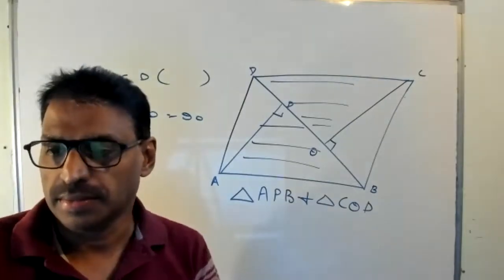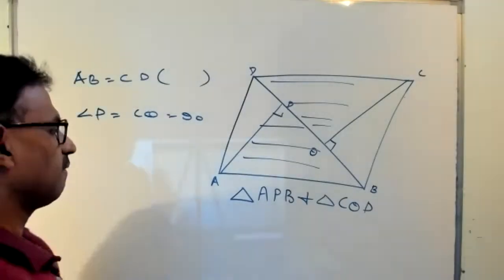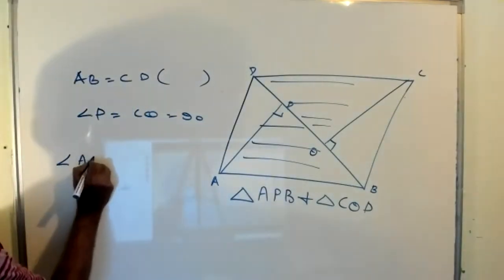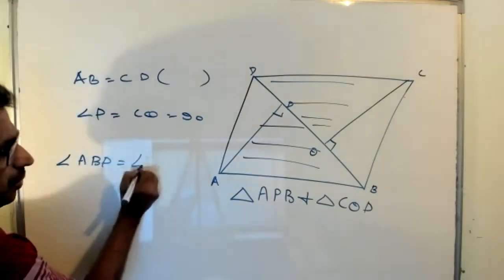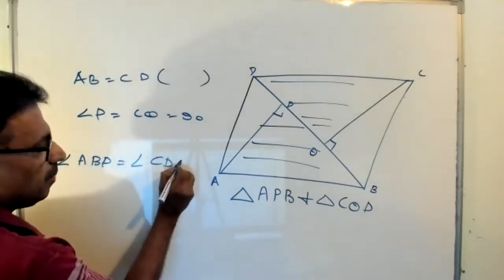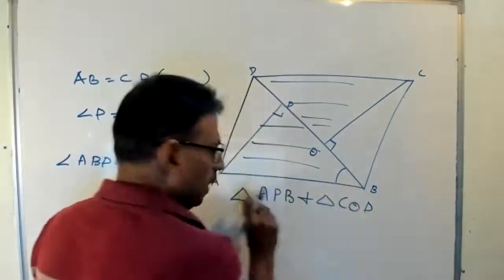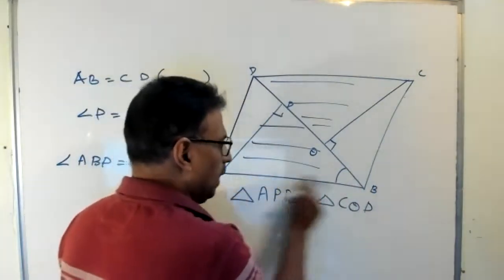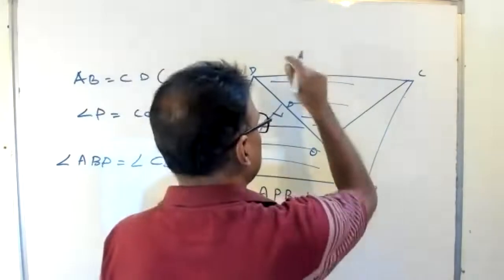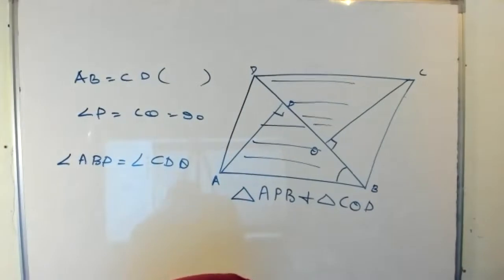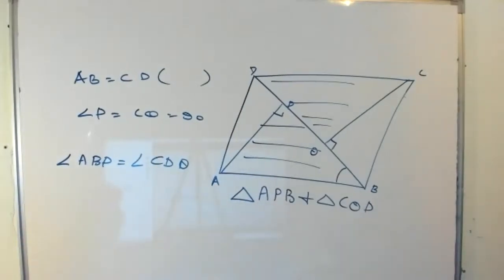Okay, and how to specify the angle? Yes, sir. Angle ABP equal to angle CDQ. You have to specify which angle, this angle. I know you mentioned this angle. ABP equal to CDQ, alternate angles. Okay, sir. Okay, therefore, these triangles are congruent by AAS.